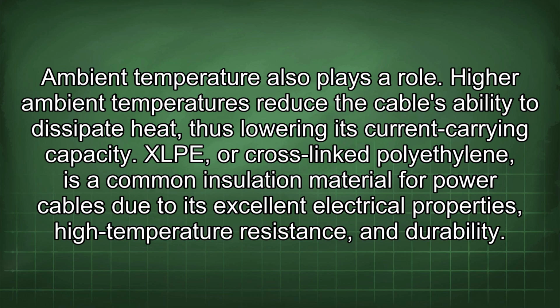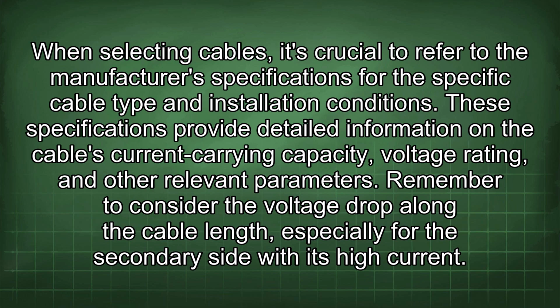Ambient temperature also plays a role. High ambient temperatures reduce the cable's ability to dissipate heat, thus lowering its current carrying capacity. XLPE, or cross-linked polyethylene, is a common insulation material for power cables due to its excellent electrical properties, high temperature resistance, and durability. When selecting cables, it's crucial to refer to the manufacturer's specifications for the specific cable type and installation conditions. These specifications provide detailed information on the cable's current carrying capacity, voltage rating, and other relevant parameters.